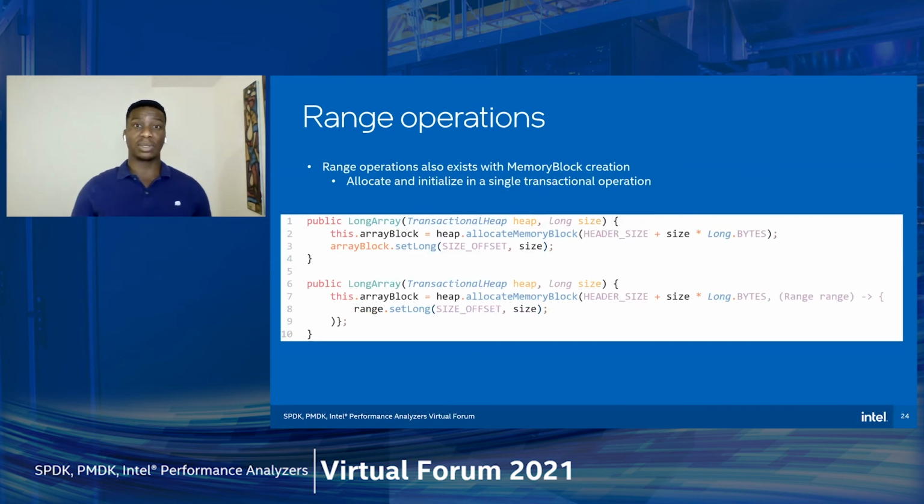Range operations also exist with memory block creation. You can use them to allocate and initialize in a single operation. So again, going back to our long array example, on line 1, this was our constructor. This is what it looked like. On line 2, we allocated memory for this memory block. And on line 3, in a separate operation, we initialized the size field, if you will. This is where we would write the size of the array into the 0th offset of the array. So what ranges help us do here is combine those two operations into one transactional operation. And again, with just a single backup.